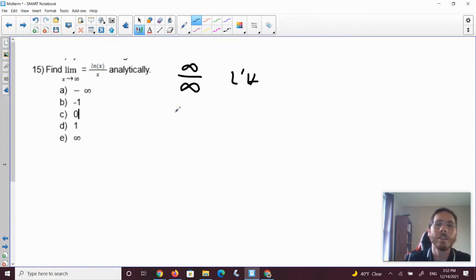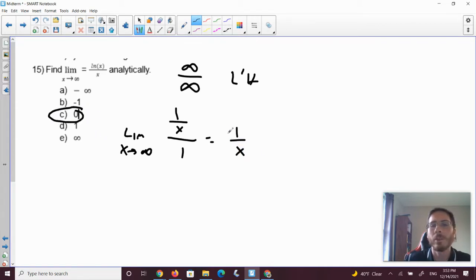The derivative of ln of x is 1 over x, and the derivative of x is 1. So this is pretty fun. We're taking the limit as x goes to infinity. So this is going to be 1 over x, but the limit of a number over infinity is 0. So that one turns out to be 0. I like that one. That one was pretty cool. I thought that one was fun how it worked out. So the author for that one made a pretty fun L'Hopital question.